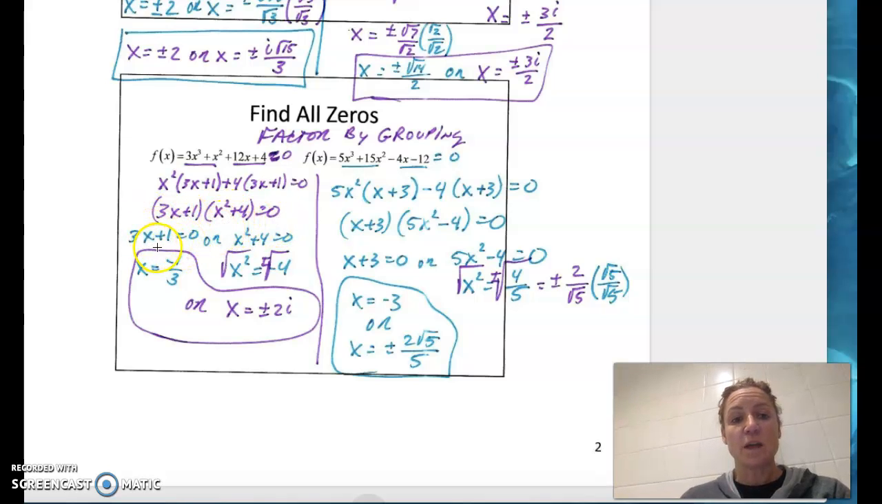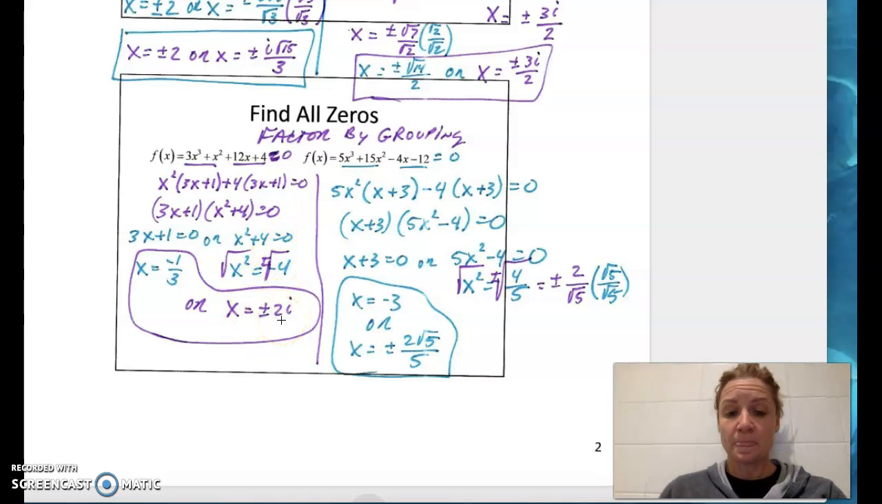So I'm going to take the 3x plus 1, subtract 1 from both sides, divide both sides by 3. And we get x is negative 1/3. That's one answer. And then over here we subtract 4 from both sides. And then take the square root. The negative 1 under there gives you the i, and the square root of 4 is 2. And because it's the square root, you have plus minus, so that's your other 2 answers.